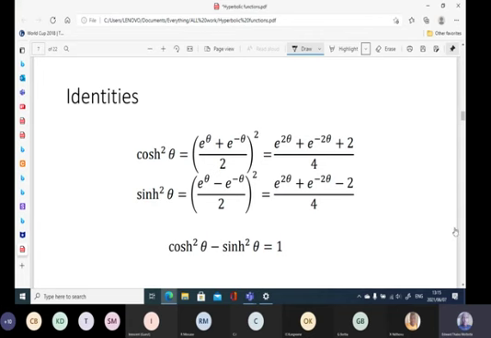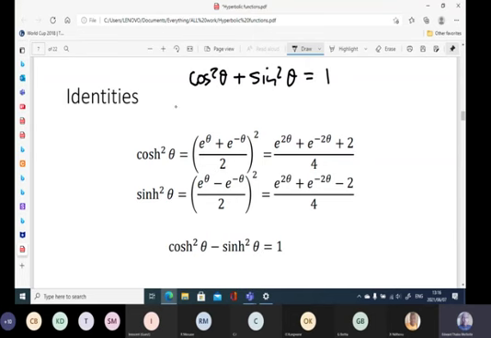Okay. Now, remember, with trigonometric functions, we have cos squared theta plus sine squared theta, which is equivalent to 1. So with the hyperbolic functions, we have cosh squared theta minus sinh squared theta equals 1. So how do you prove that?